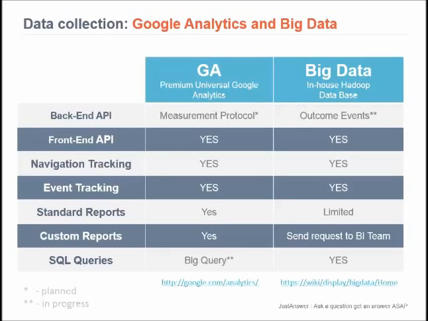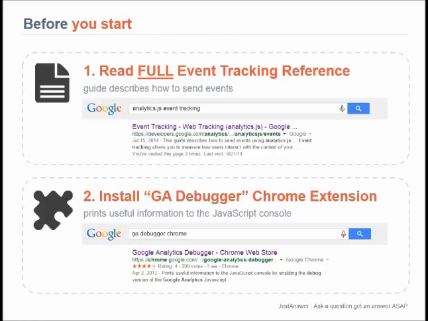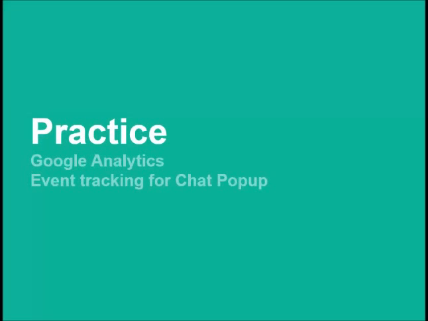Currently on the sensor, we have a lot of different things to collect data, but when we look to the future, we see only two things: Google Analytics and Hadoop Big Data Tracking. But as today's subject covers only Google Analytics, please make sure that you have read the official documentation. Also, you probably would like to install a Google Analytics Debugger Chrome extension to see what data was actually sent to the server. And let's take a practical example and implement event tracking with Google Analytics for the chat pop-up.